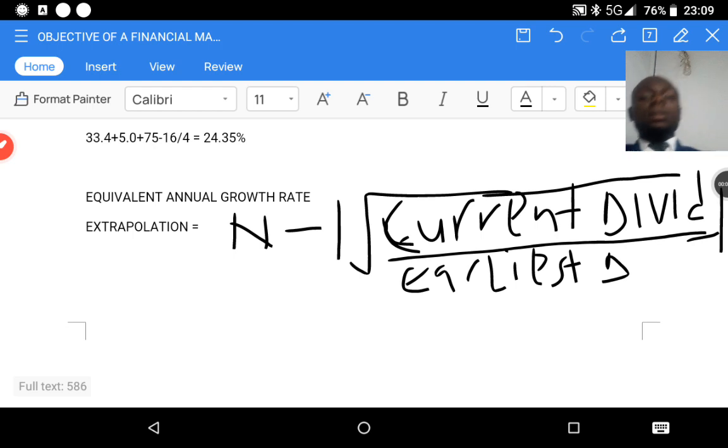It is usually for dividend, because there is a growth in dividend. So how do we determine the growth rate? We have to use extrapolation or Gordon's model. When we get to cost of capital, we will examine that.